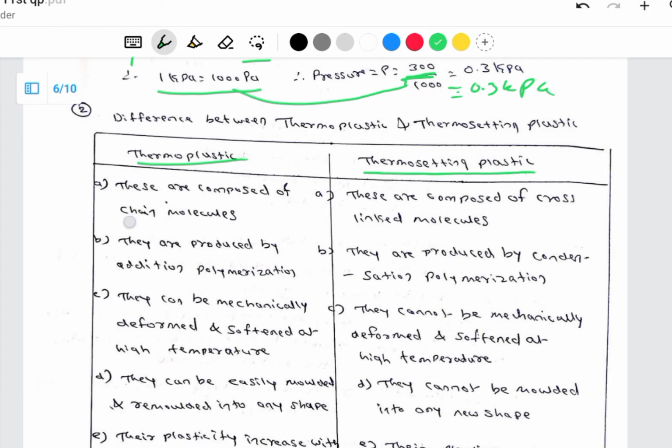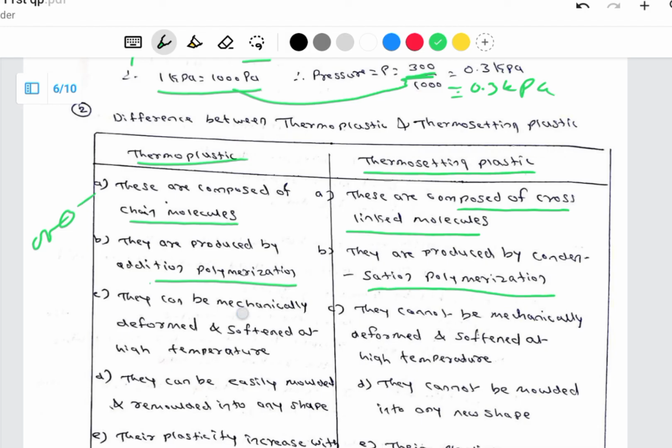So thermoplastic is composed of chain molecules. The molecules will be attached in the form of a chain, one after another, so the molecules are in linked form. Next, thermoplastics are produced by addition polymerization. Condensation and polymerization processes are used.